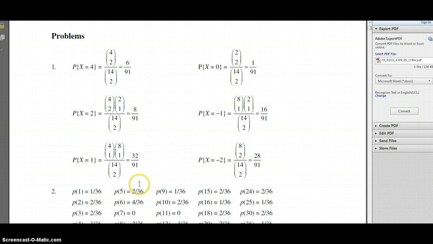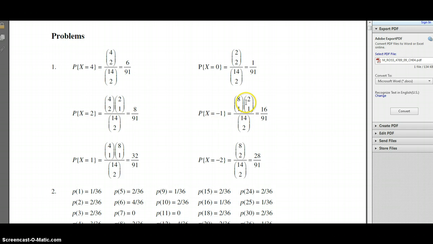And they just go like that. Let me just pick another, kind of arbitrary, one here. X equals -1, so we need to lose 1 and get a neutral. So this is choosing one of the 8 whites and one of the 2 oranges out of choosing 2 out of 14. Notice that we're not concerned about order here in the numerator or in the denominator.